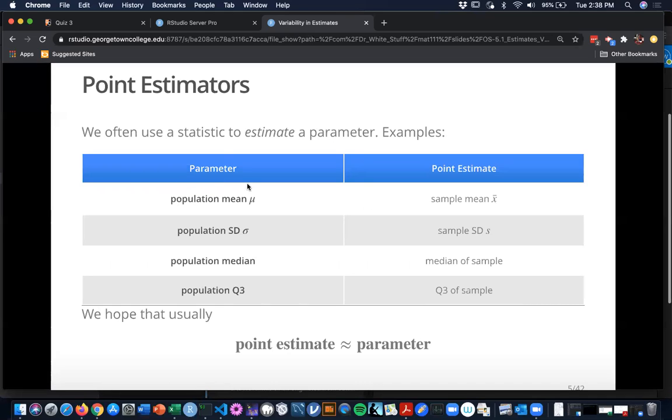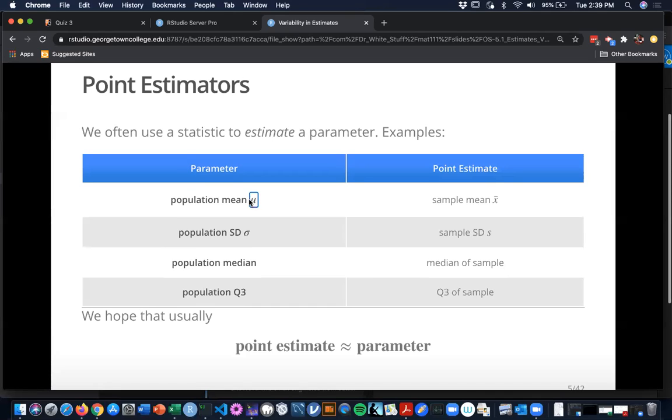Here's some examples of parameters. One example is the mean of a population. Mu is the Greek letter for mean. That's a number associated with the population. If you have a population of people and everybody has a height, and you add up the heights and you divide by how many people there are in that population, that would be a number associated with the population. It would be the mean height of all the people in the population. So that might be my mu.